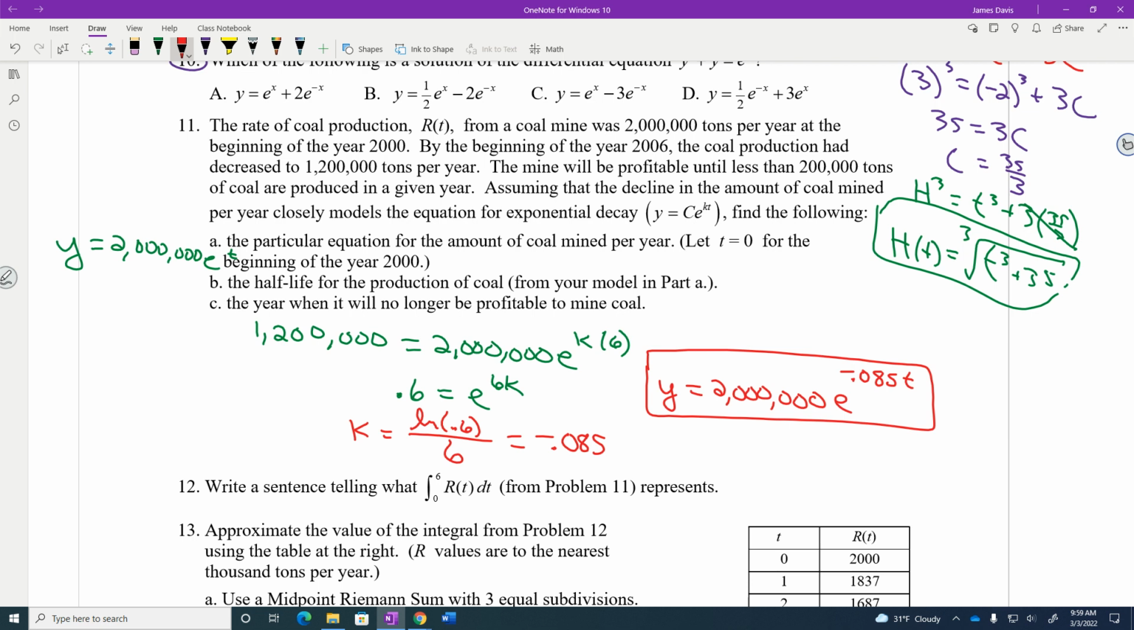Okay, e to the 22. Actually, it still is profitable, yeah. Get 308,000. So it's still profitable money.